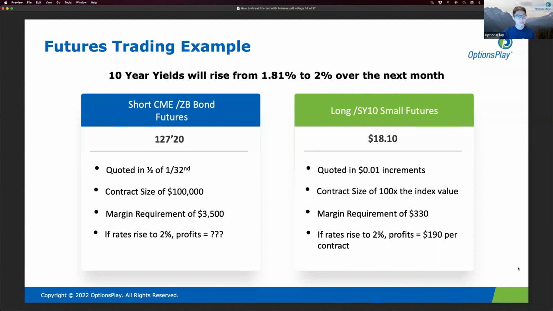Well, let's take one simple thesis, right? The 10-year yield. Currently, the 10-year yield is at 1.81%. Let's say I think over the next month, this is going to rise to 2%. Maybe you think the Fed's on track. They're going to start raising interest rates here this year. So let's bet that interest rates are going to go higher. So what I want to talk through is how can you go about doing that?